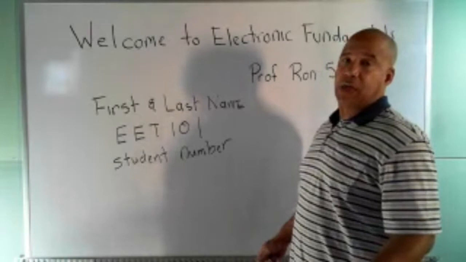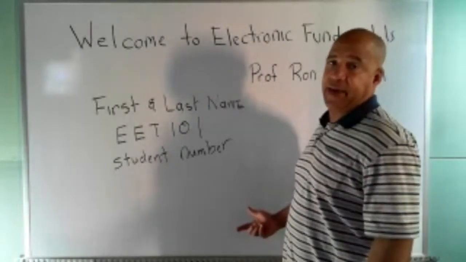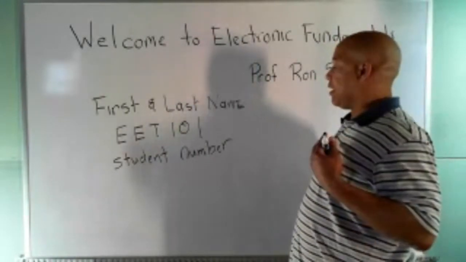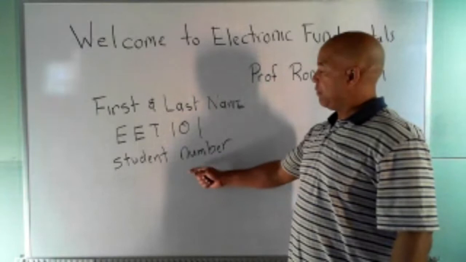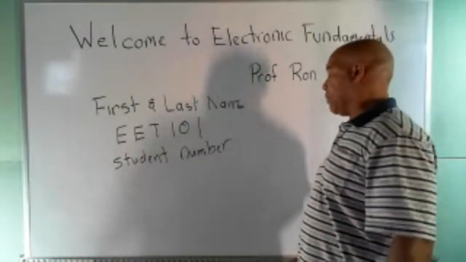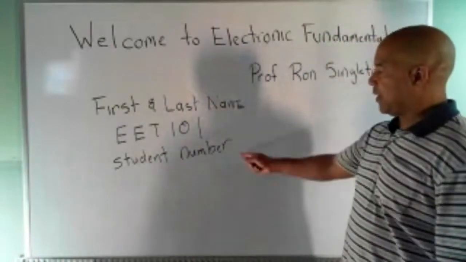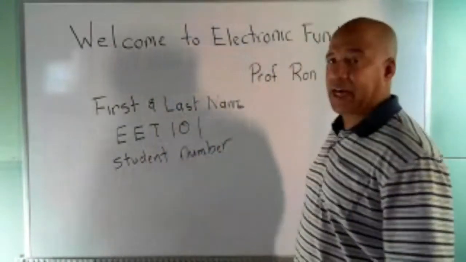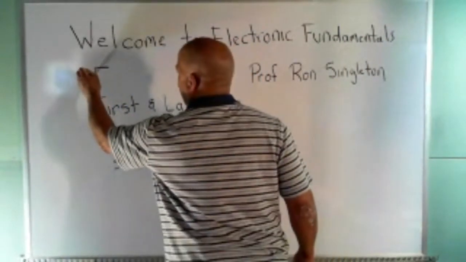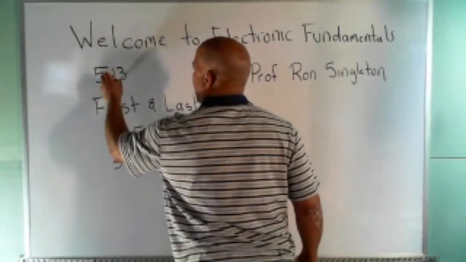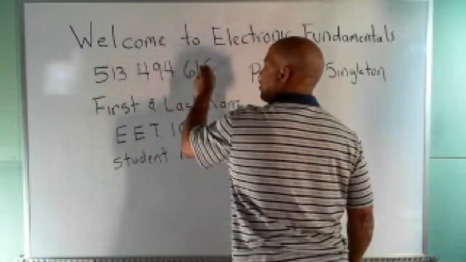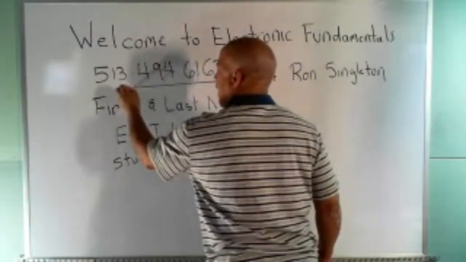If you don't know your student number and want to put your social security number there, you can. I know some people don't like giving out their social security number. I'm the one that will see it, but I need some way of knowing that it's actually you texting in the future. I do have your student numbers, but I would like it in the text. I think it's on your student ID card, or your schedule should have it. You're going to text it to the number 513-494-6162. So it's very important. Go ahead and text me right now.